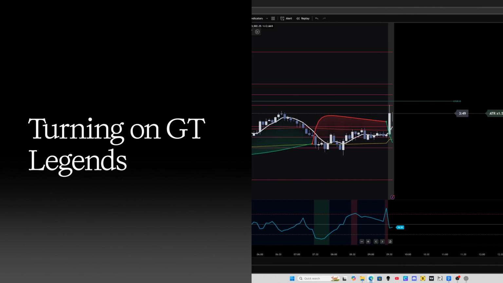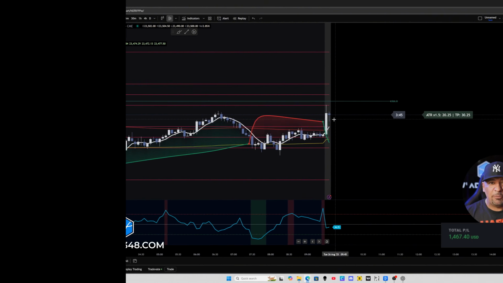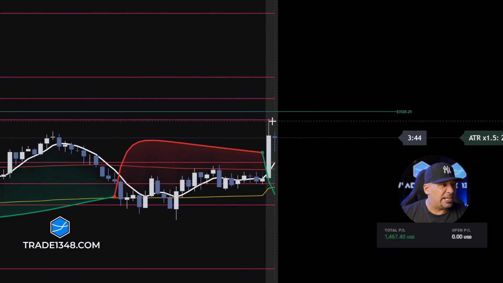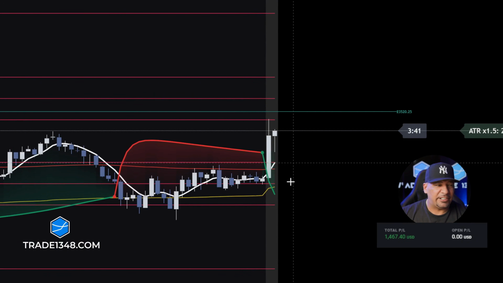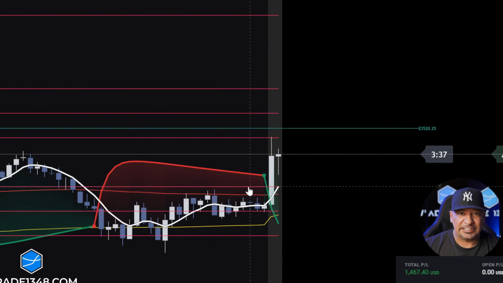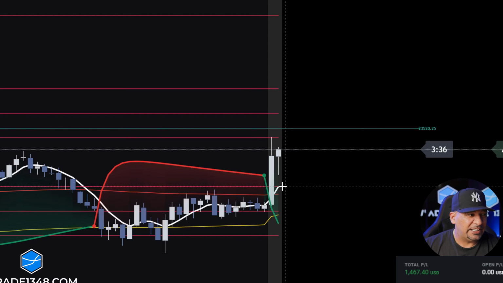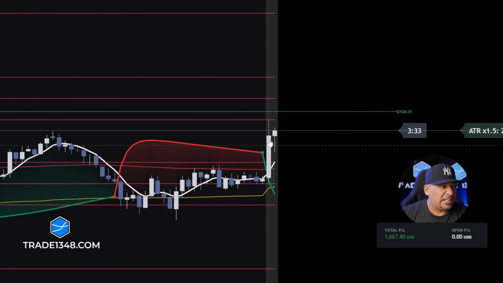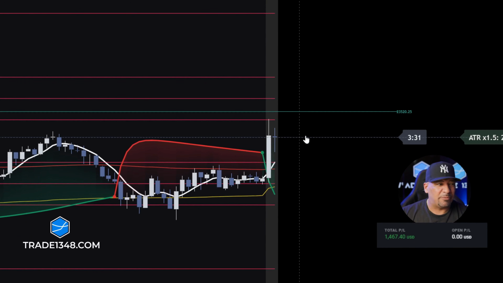Now, what we're going to do is turn on GT Legends. GT Legends is going to give me my levels, and we can see clearly that we rejected from this level right here. We broke the level. This is right there. You guys see that there? That's where I had my order waiting to take. We broke that level, came up to this level, and we were done.